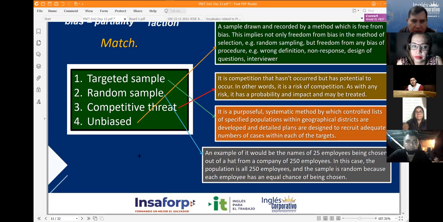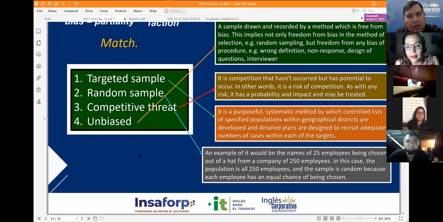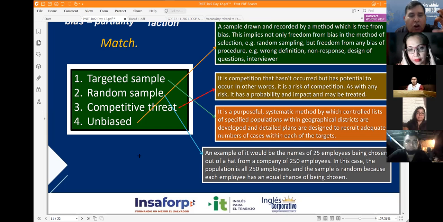Okay, so that is the idea. Say it in your own words. Targeted sample. The intentionally chosen group. Whether it is because of age, or common background or interest or whatever, it is chosen specifically. That is a targeted sample.